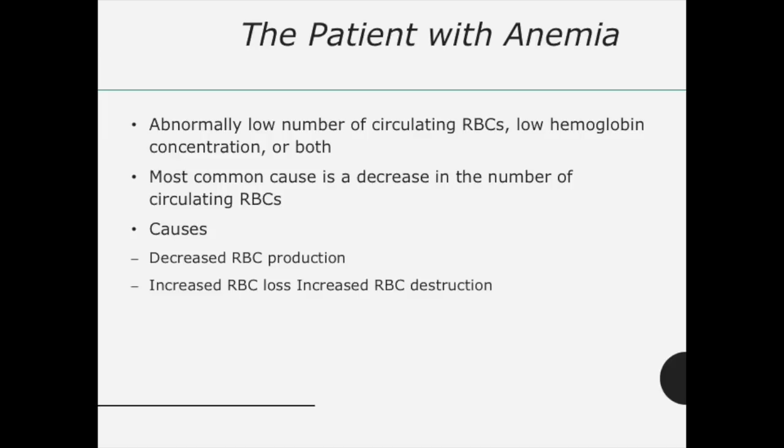So anemia is basically just that abnormally low number of circulating red blood cells, a low hemoglobin concentration, or it could be both. The most common cause, though, is the decrease in the number of circulating red blood cells. So this can either be caused by a decreased red blood cell production or an increased red blood cell loss or an increased red blood cell destruction.